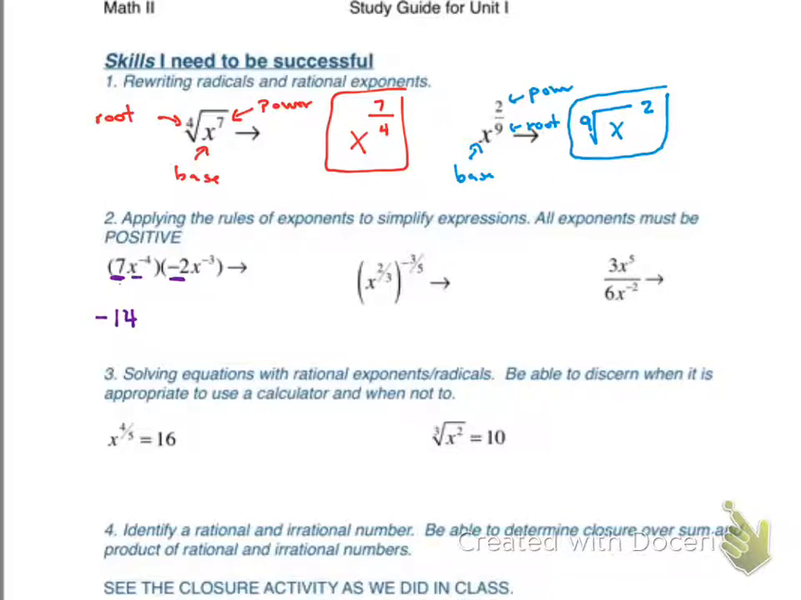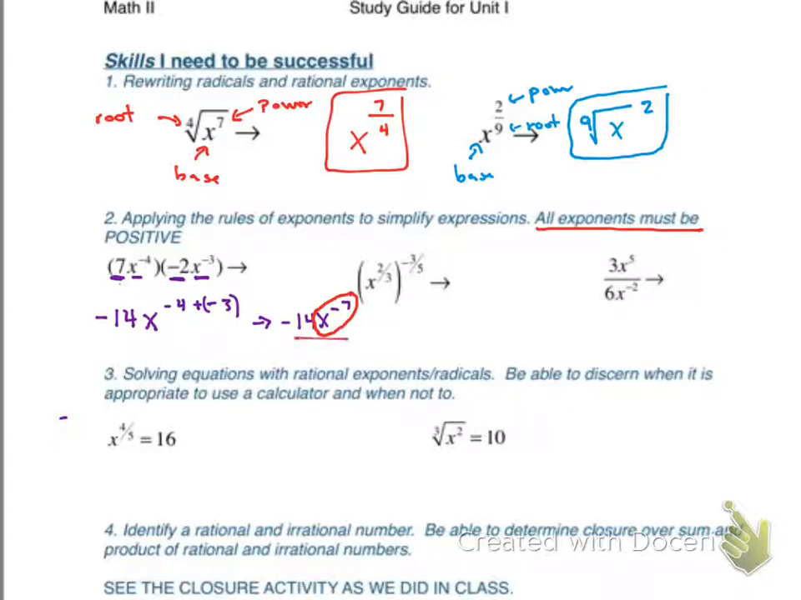Then remember, when you're multiplying like bases, we have x to the negative 4th power times x to the negative 3. When you're multiplying like bases, you add the exponents. So negative 4 plus negative 3. We simplify that down and get negative 14 times x to the negative 7th power. Notice it says all exponents must be positive, so we can't have any negative exponents, and our exponent currently is negative. That negative 7 only applies to the x.